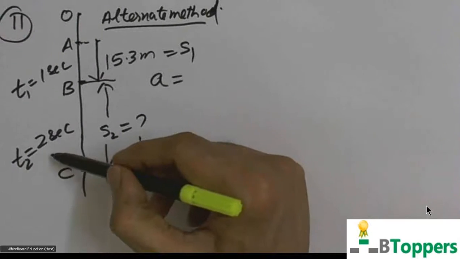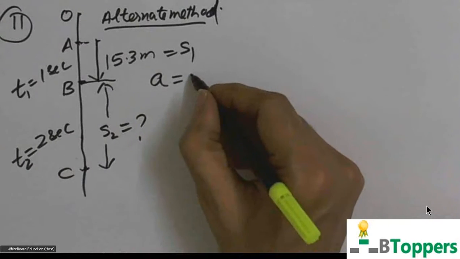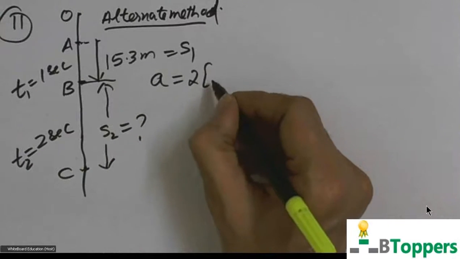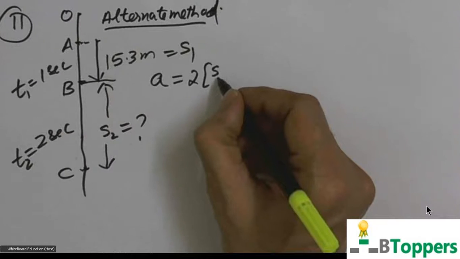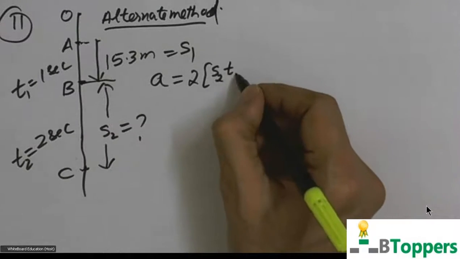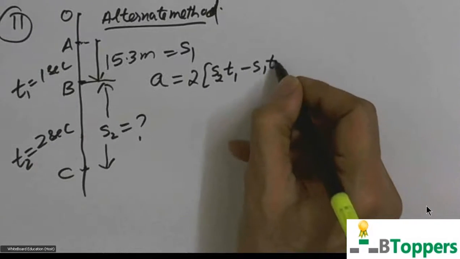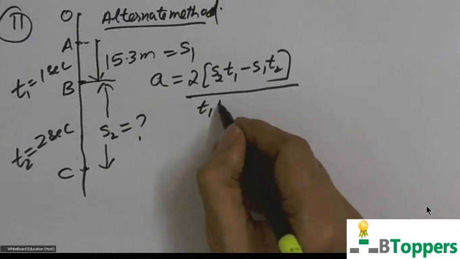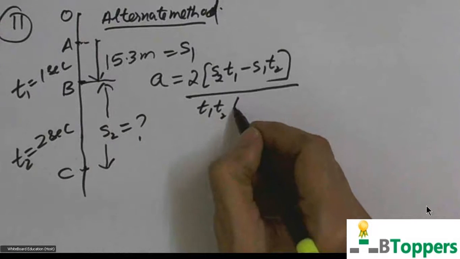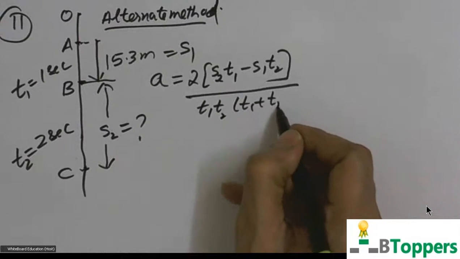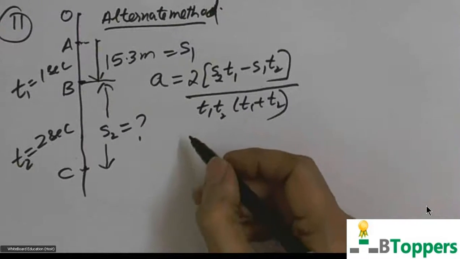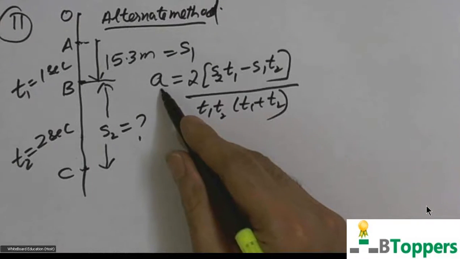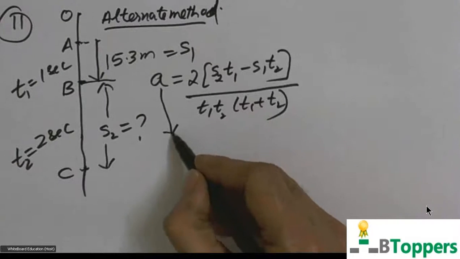displacement S2 in the next time interval T2, then its acceleration is given by a equal to 2 into (S2 T1 minus S1 T2) divided by T1 T2 into (T1 plus T2). So here acceleration is, for the freely falling body, equal to g.